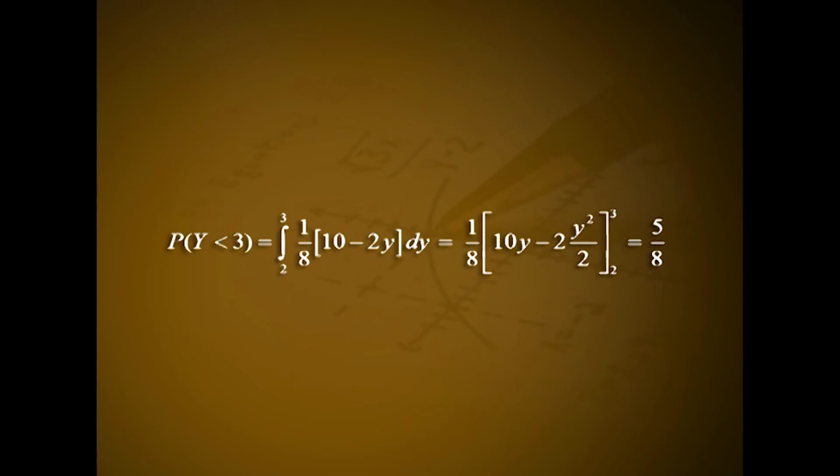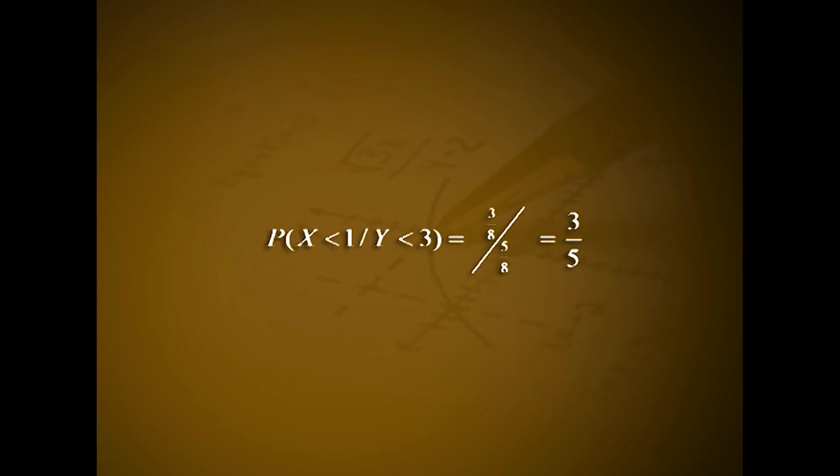P(y < 3) equals the integral from 2 to 3 of 1/8 (10 − 2y) dy. That is 1/8 times [10y − 2y²/2] over the limit from 2 to 3, that is equal to 5/8. Hence, P(x < 1 given y < 3) equals 3/8 divided by 5/8, that is 3/5.